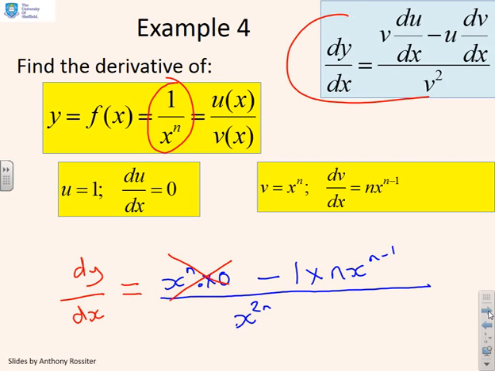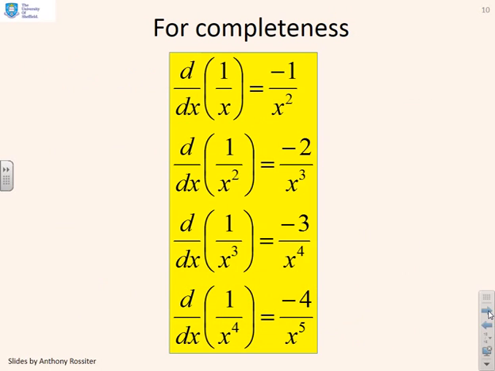Now what you'll see here is clearly this term's a 0, so it can disappear. And the next thing you'll notice is that I've got an x to the n minus 1 here, and an x to the 2n here. So cancelling terms, I'm going to get minus n over x to the n plus 1. So that shows you that the power of x has decreased by 1 because the denominator power has increased by 1.